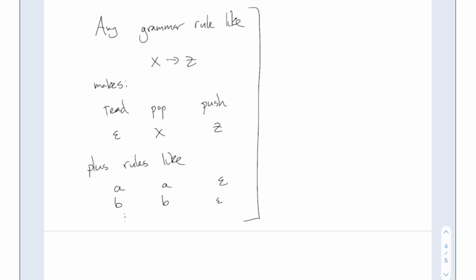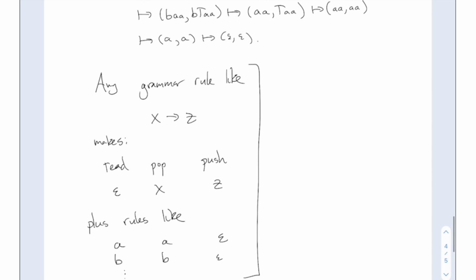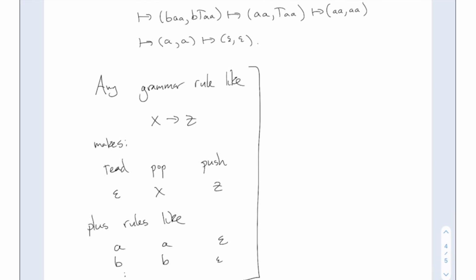Yeah? What exactly do those, where do those bottom 2 sort of come into play, I guess? I used them often in this derivation here. For example, like right here, BAA, BTAA. I said, now I cancel the B's, and I end up with this. That canceling of the B's is actually this rule here. Read B, pop B, push epsilon. So that's why you need them.